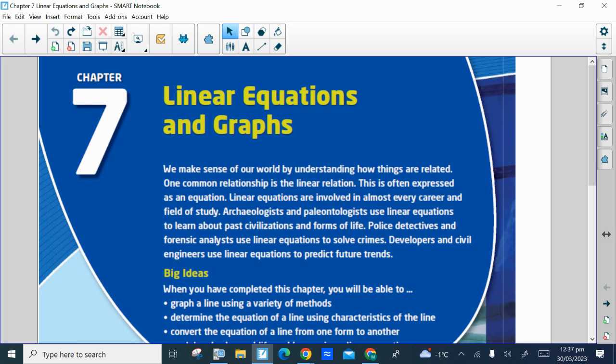And then we're going to use what we learned in this chapter to help us in the next two chapters, chapters 8 and 9.